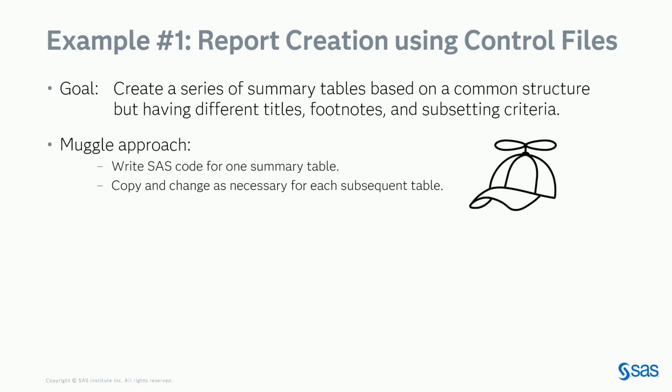Now, the Muggle approach would be first write your SAS code for one summary table, and then copy it, paste it down below, change the title, change the footnote, change the subsetting criteria, change anything else you need to change, and keep doing that for as many tables as you have. Now that, of course, can get pretty cumbersome, as we will see in a minute, especially if you have a lot of tables to do.